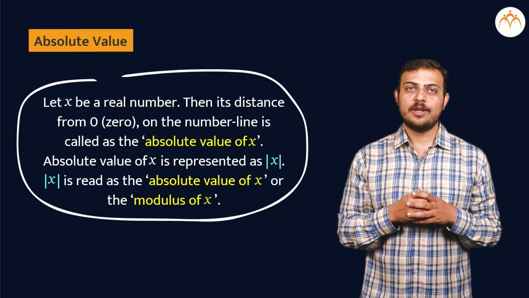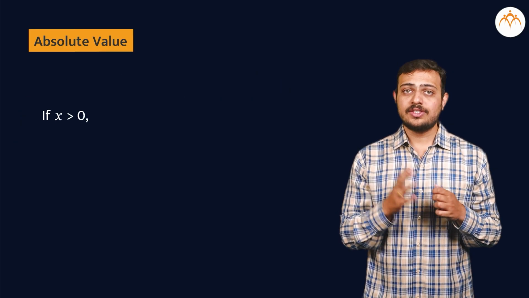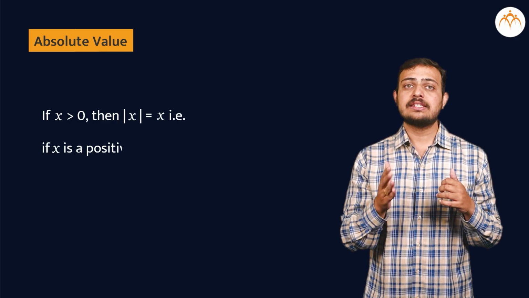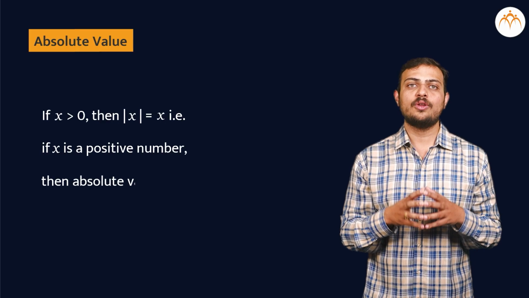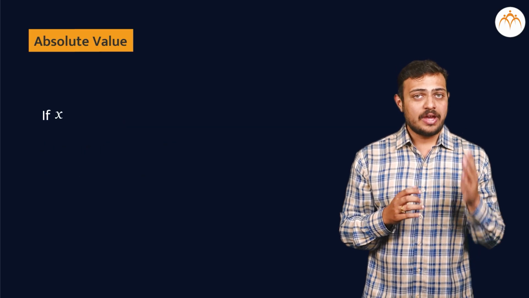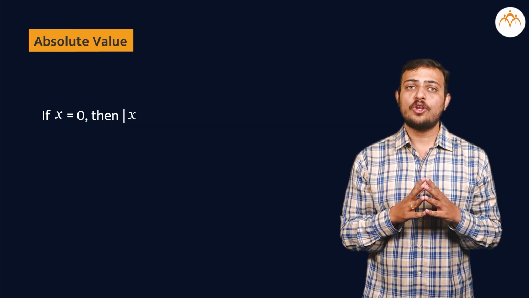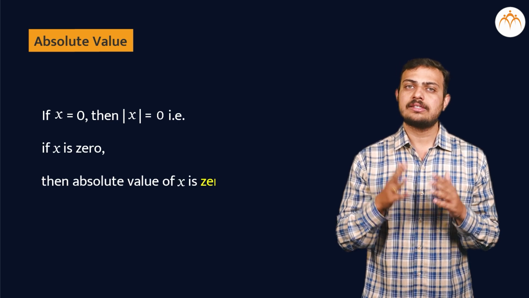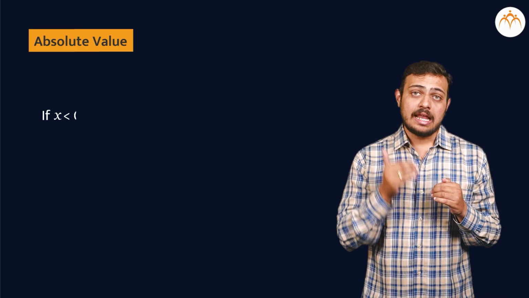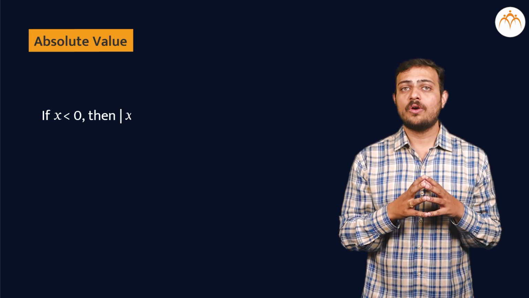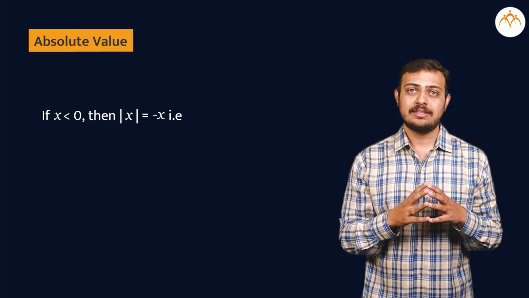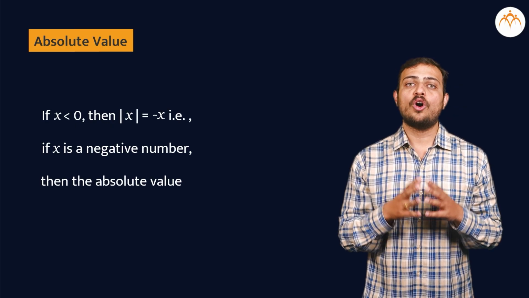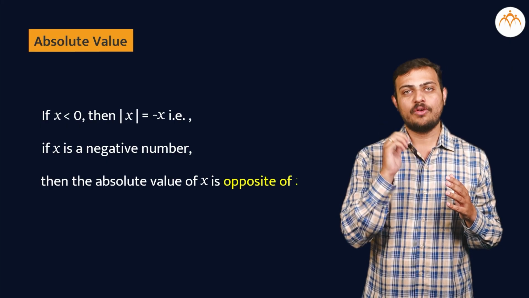Definition of absolute value. If x is greater than 0, then absolute value of x is equal to x. That is, if x is a positive number, then absolute value of x is x. If x is equal to 0, then absolute value of x is 0. That is, if x is 0, then absolute value of x is 0. If x is less than 0, then absolute value of x is equal to minus x. That is, if x is a negative number, then the absolute value of x is the opposite of x.